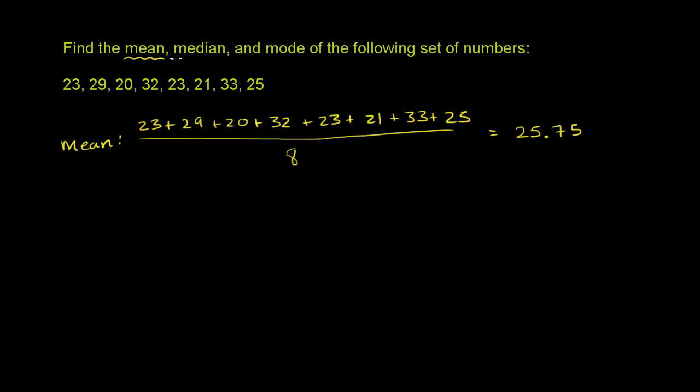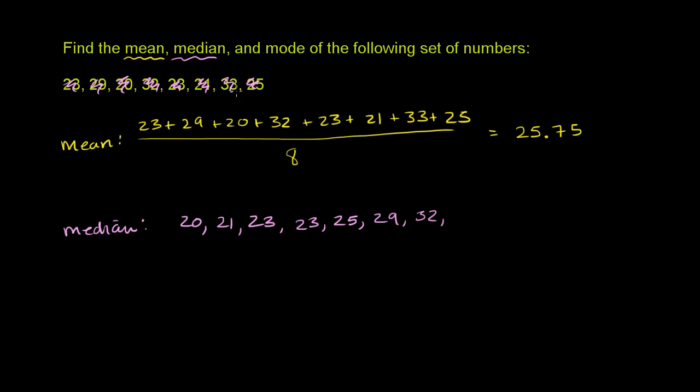Another way is with the median, and this is to pick out the middle number. To figure out the median, what we want to do is order these numbers from least to greatest. So it looks like the smallest number here is 20. Then the next one is 21. Then there's no 22 here. There's two 23s, 23 and a 23. And no 24s, there's a 25. There's no 26, 27, 28, there is a 29, then you have your 32, and then you have your 33.